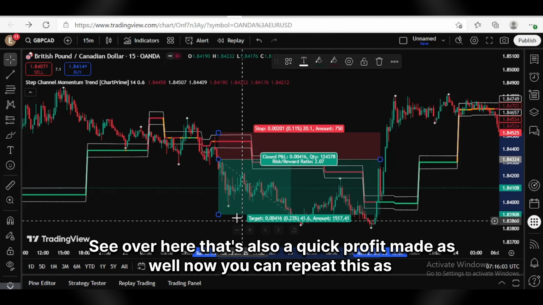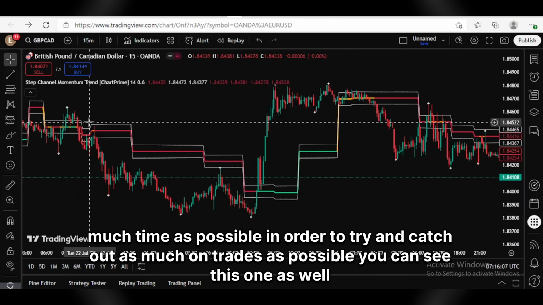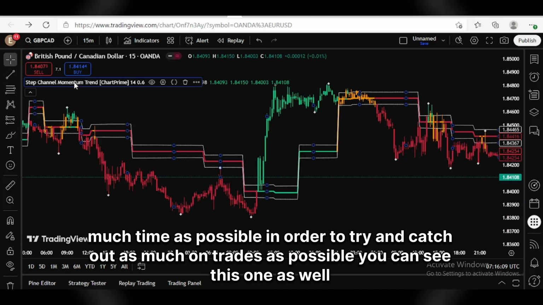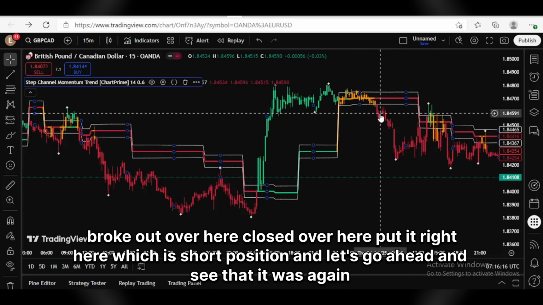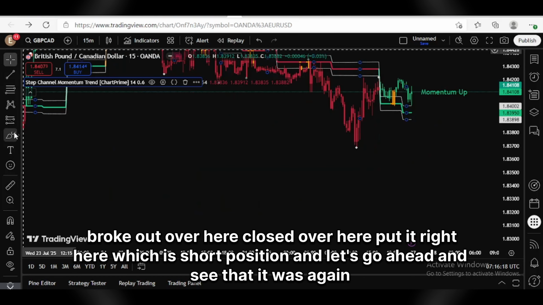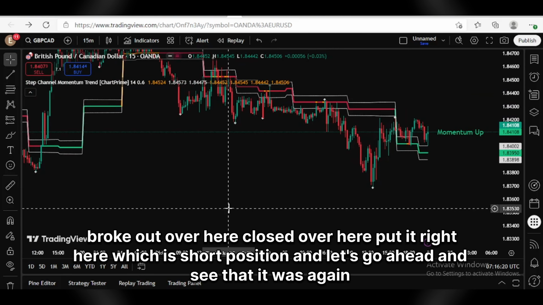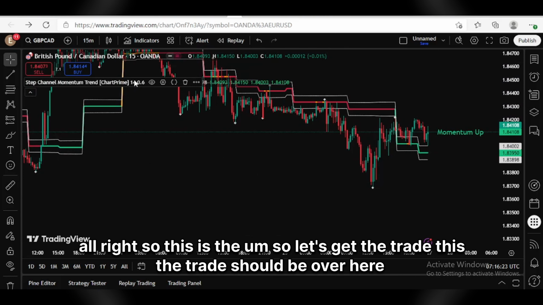You can see over here that's also a quick profit made. Now you can repeat this as many times as possible in order to cash out as many trades as possible. You can see this one as well. It broke out over here, closed over here, and we put a trade right here, a short position. Let's go ahead and see that once again.